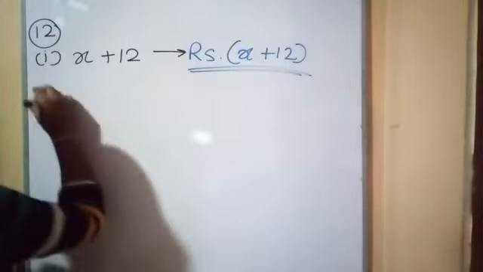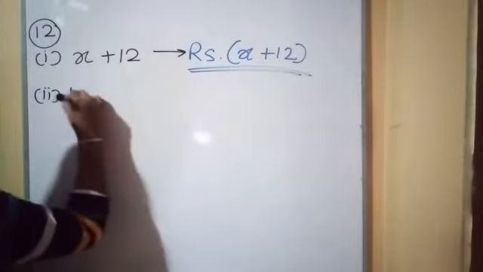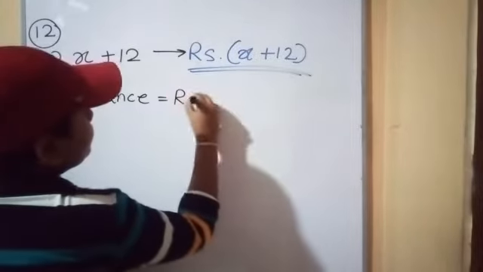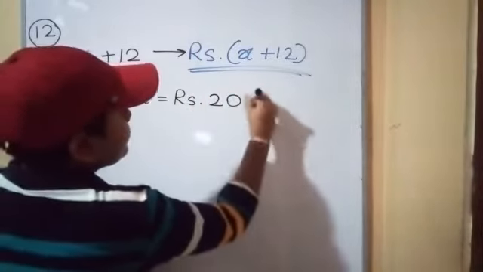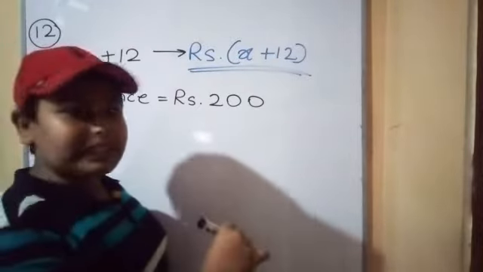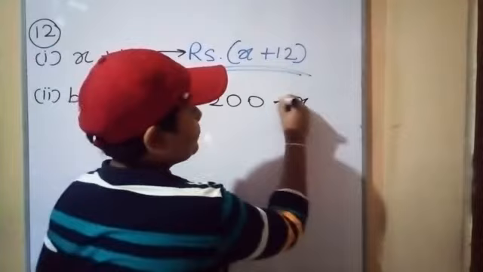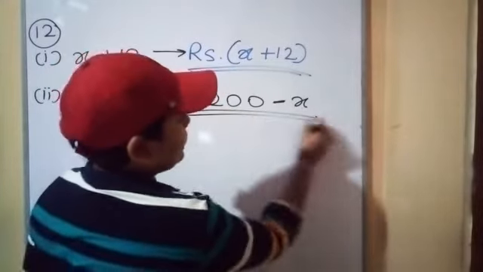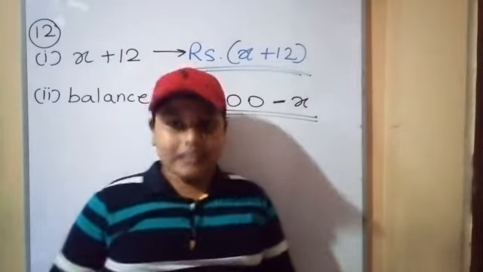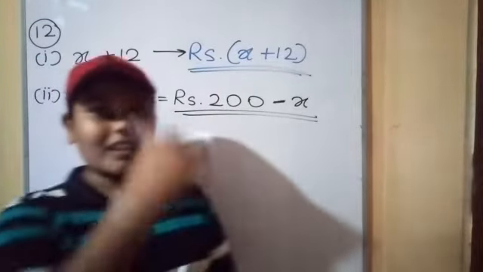Now the second one, the balance. What is the balance? They have given 200 rupees, so for the balance you subtract X. The balance means 200 rupees minus X. Continue from that.